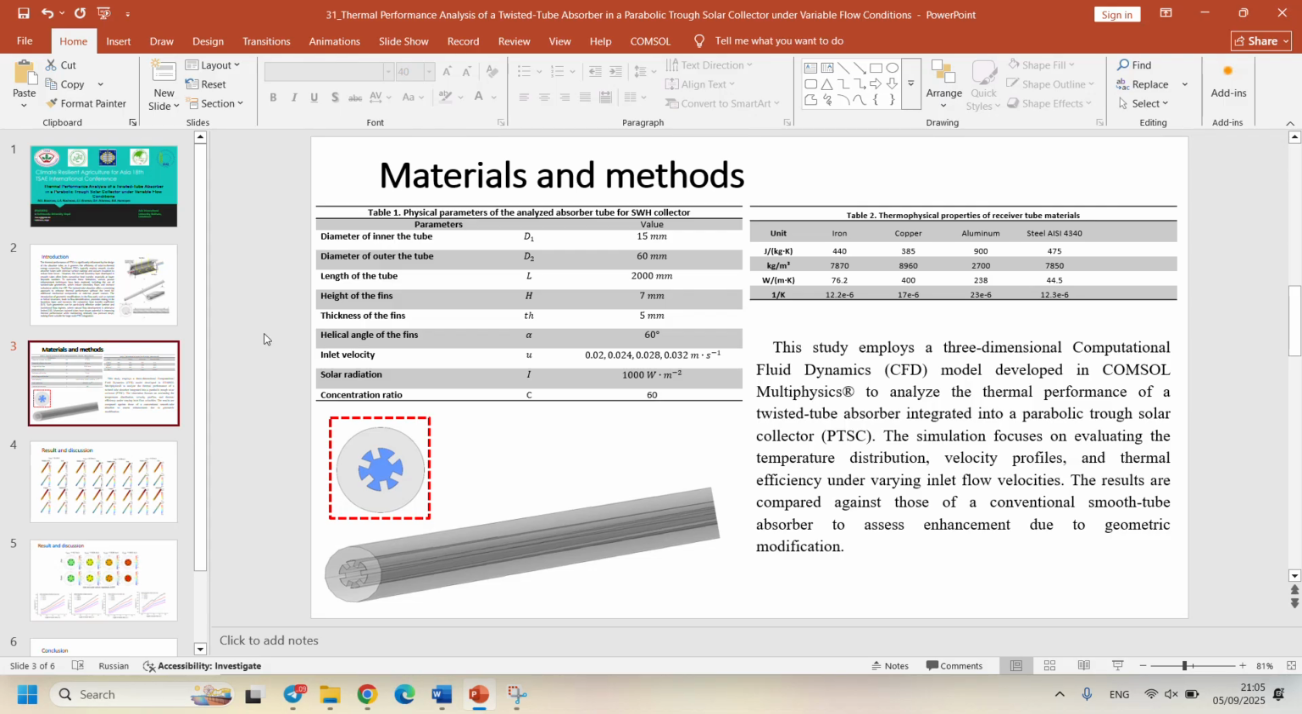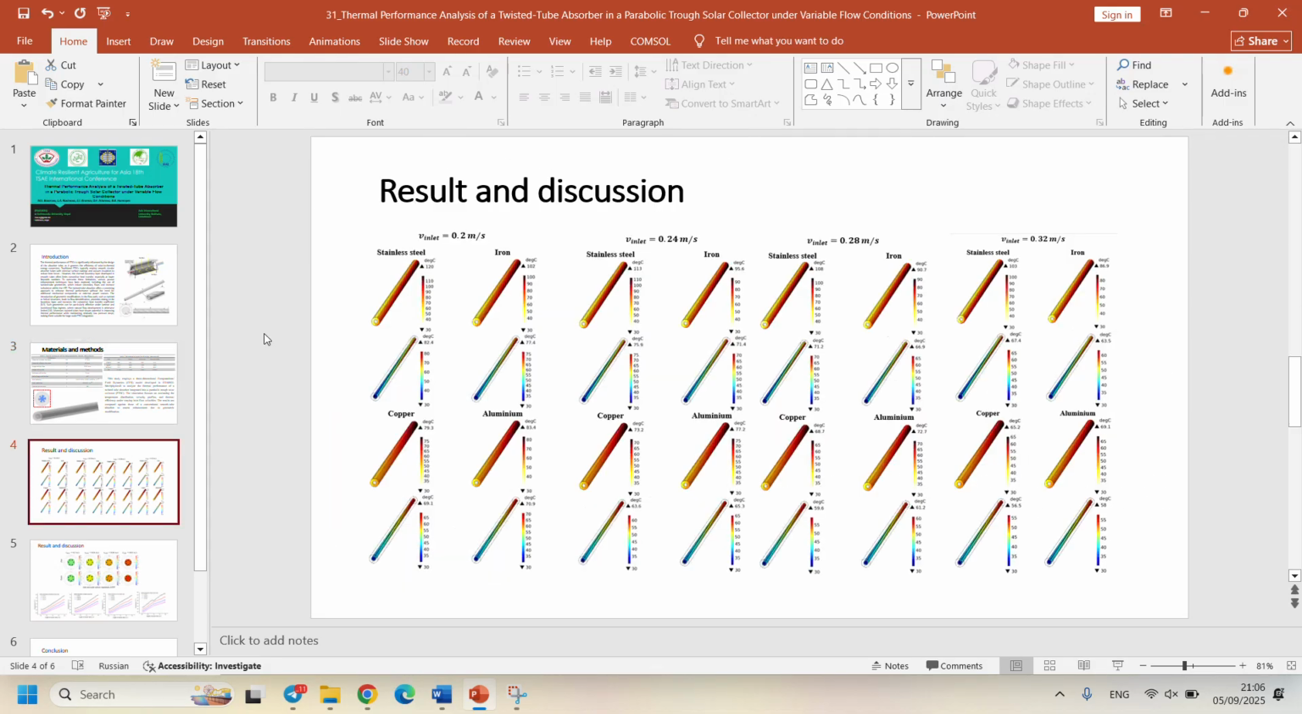Our study employs a three-dimensional computational fluid dynamics CFD model developed in COMSOL Multiphysics to analyze the thermal performance of the twisted absorber integrated into the solar parabolic trough collector. This simulation focused on evaluating the temperature distribution, velocity profile, and thermal efficiency under the varying inlet velocity. The results are compared against those of conventional absorber tubes to assess enhancement due to the geometric modification. And we have used the finite element method for modeling.